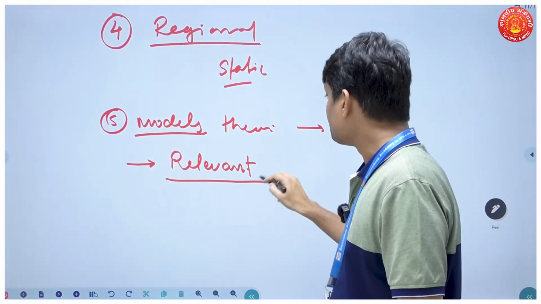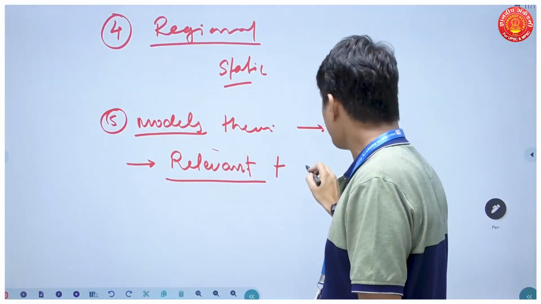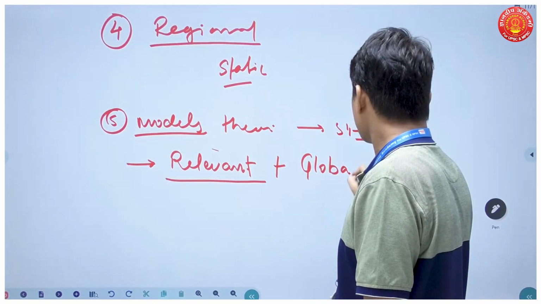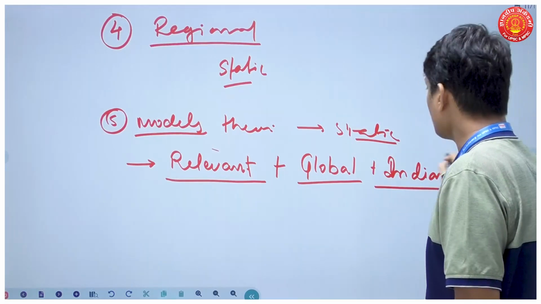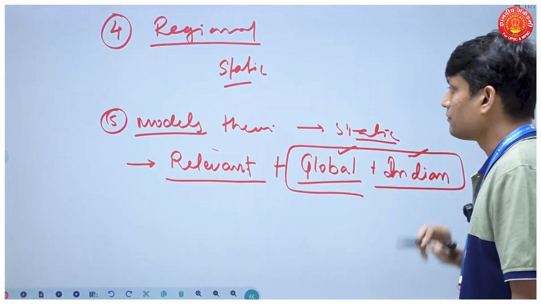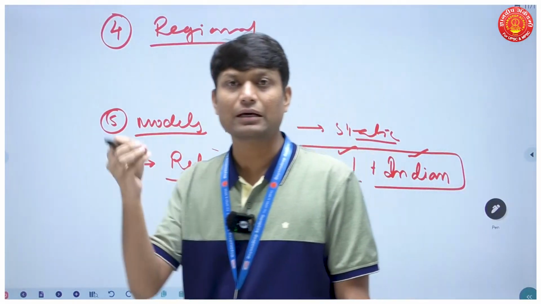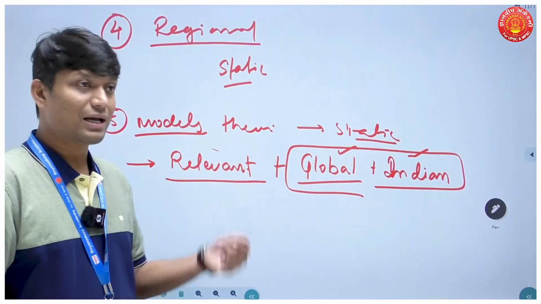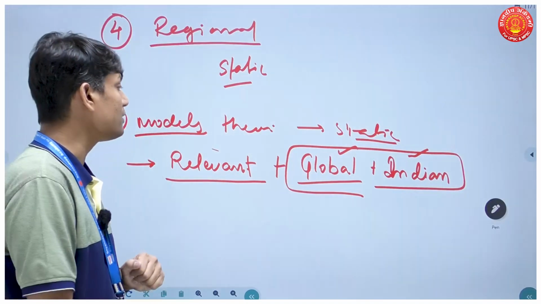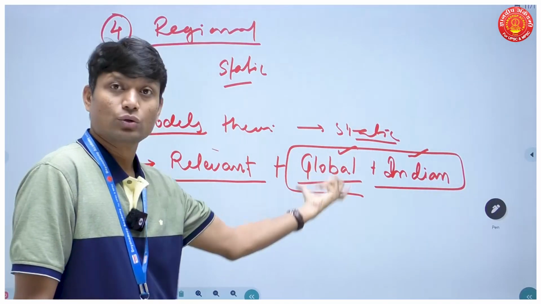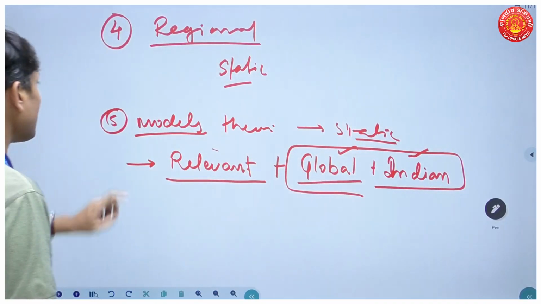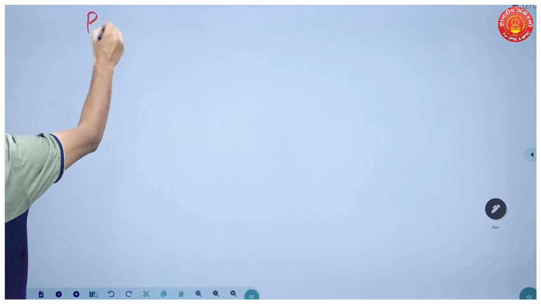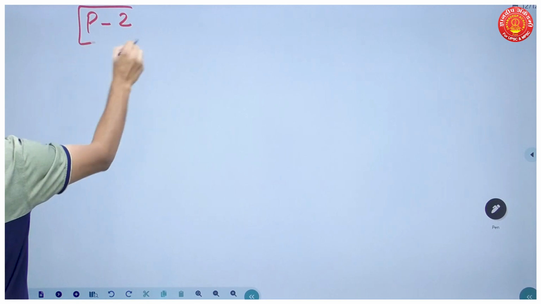Other than that, you are going to identify the relevance in the global context as well as in the Indian context. Find a particular model being relevant to India also. So we have to find temporal relevance as well as relevance specific to world conditions as well as conditions in India, right? That is something I have to do for models and theories. Now that is about paper 1. So let's move on to paper 2.